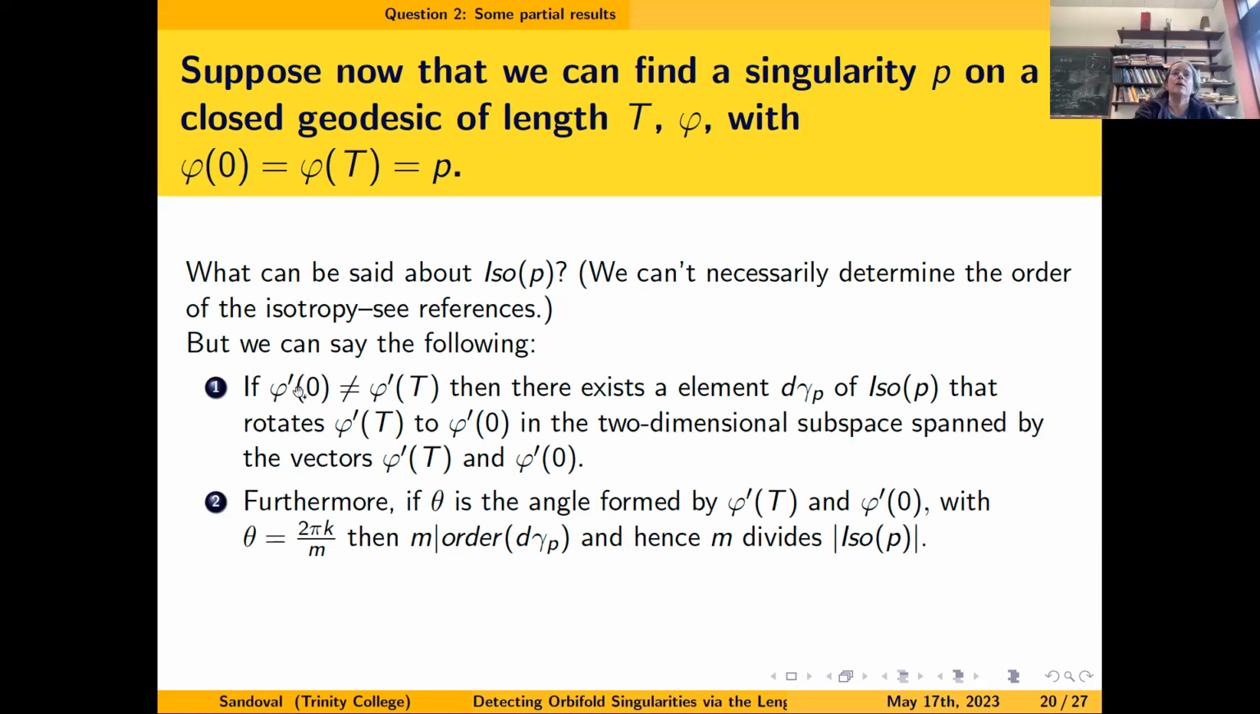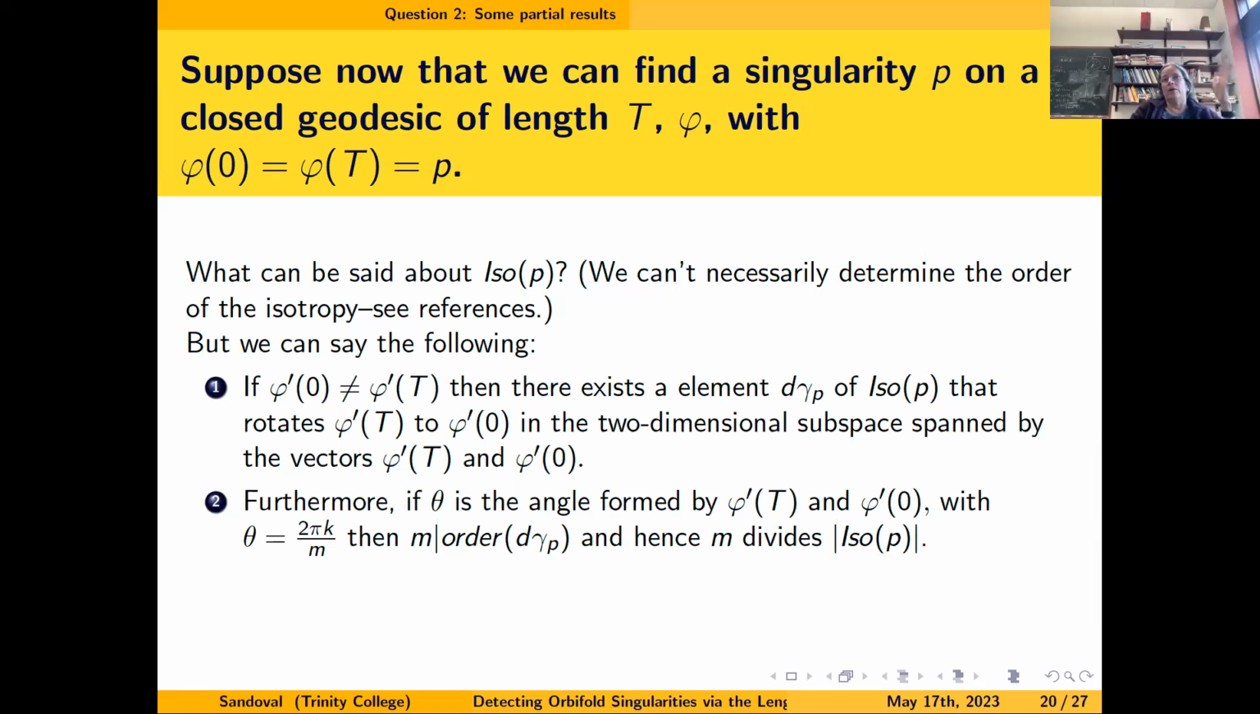We have a geodesic with singularity at P, and it's not smoothly closed. If the tangent vector phi prime of 0 is not equal to phi prime of T, then there exists some element of isotropy that rotates phi prime of T to phi prime of 0 in the two-dimensional subspace spanned by those two vectors. So we know that there exists some element of isotropy that does exactly that rotation.